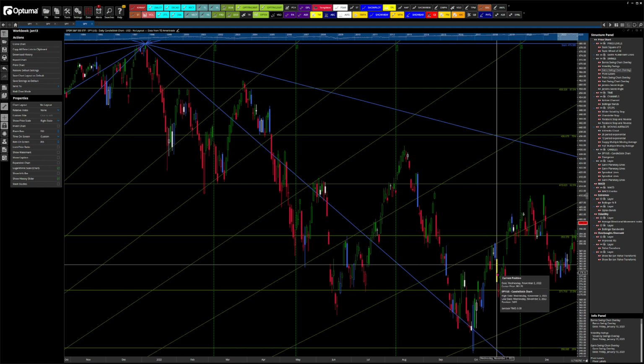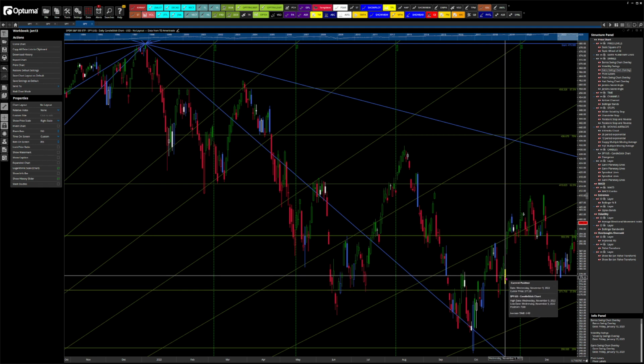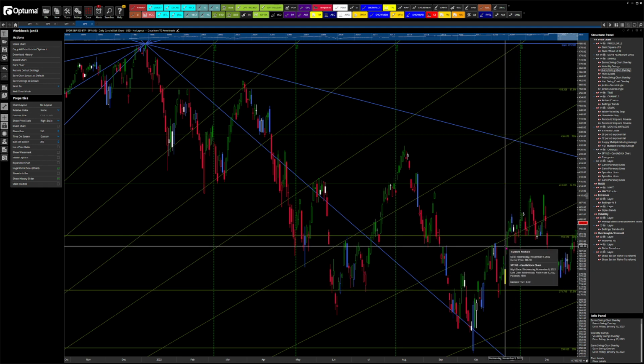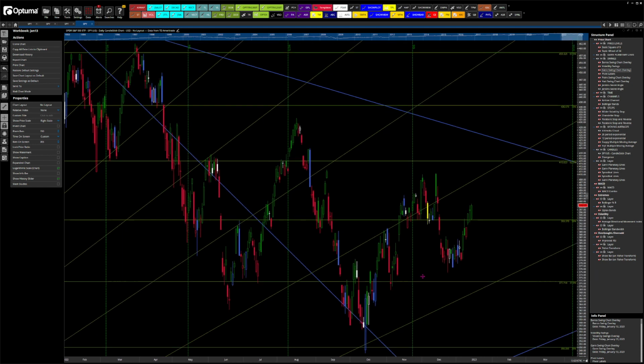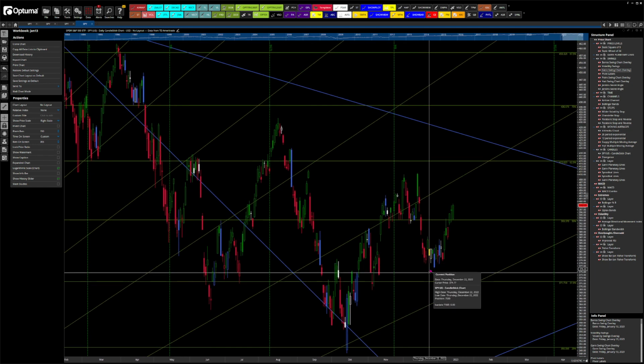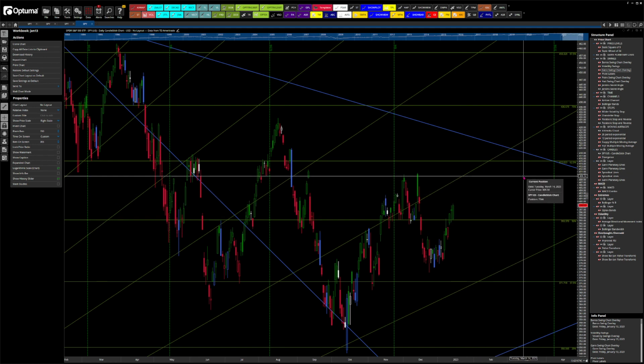getting support here, resistance, support, coming up, and then we have support again, and then recently we just broke above this level.